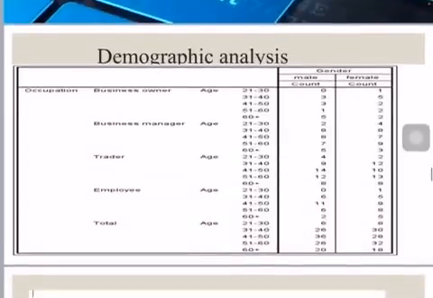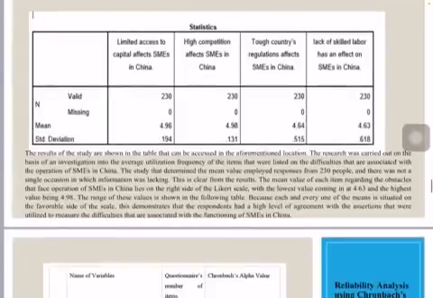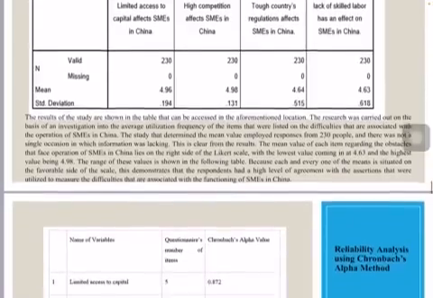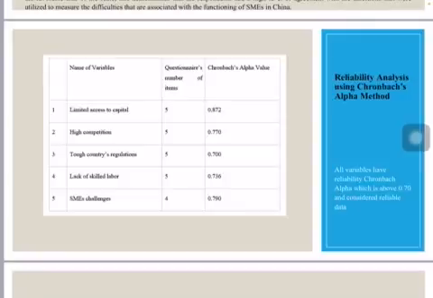Then there is statistical analysis. About the statistics, this chart is showing the statistics, and the results of the study are shown in the table that can be accessed in the mentioned location. The research was carried out on the basis of an investigation into the average frequency of the items that were listed on the difficulties associated with the operation of SMEs in China. All variables have Cronbach's alpha reliability of about 2.7 and are considered reliable data.